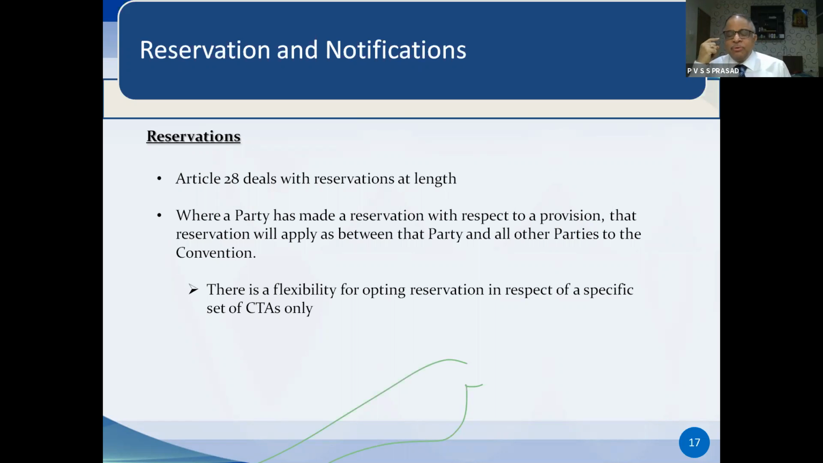So that way you can always take a reservation. That means you are opting out. You are not opting in. You are opting out. You say, I don't want to have this particular provision of the MLI. Then no one is going to compel you. That is called a reservation. Reservations indicate the flexibility that is available to each nation, as they can make their own decision whether that particular option is to be availed or not.